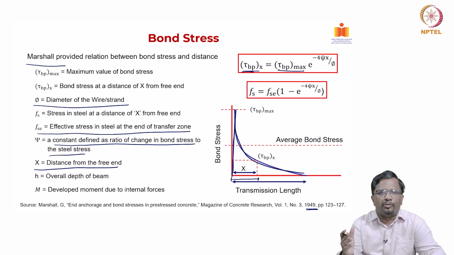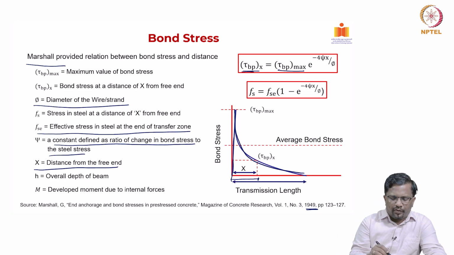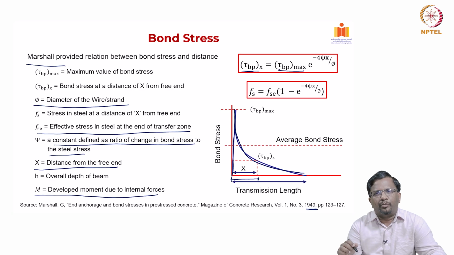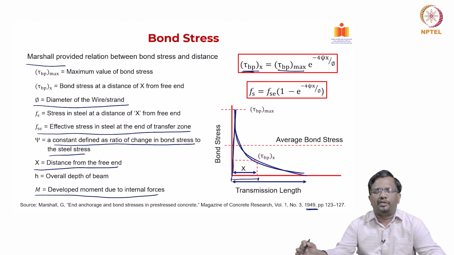So, somehow we have to bring in the initial stress and effective stress in the pre-stressing steel as well. In that expression, we will also need to include the M factor, the bending moment that will be developed due to the internal forces. So, this is the expression for the bond stress at any distance x from the free end, as a function of the maximum bond stress and other parameters like the diameter of the pre-stressing strand, and psi, the constant which defines how the ratio of bond stress changes as a function of the steel stress, and x, the distance of the section from the free end, and so on.